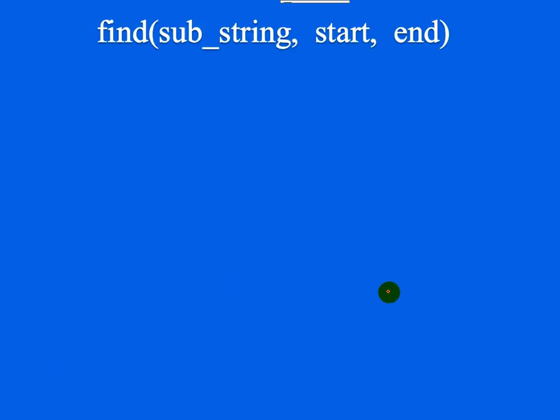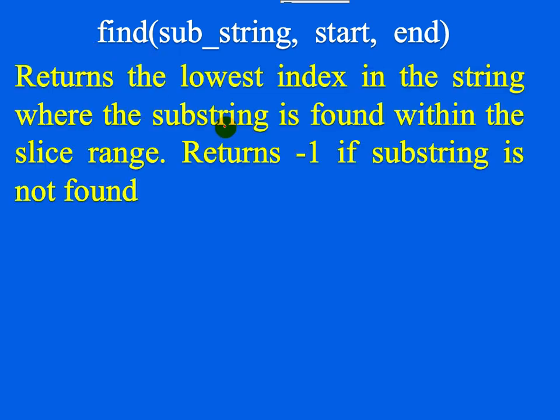Okay. Now another important built-in string function is the find function. It returns the lowest index in the string where the substring is found within the slice range. It returns -1 if the substring is not found. The meaning is this substring is searched in this range and the lowest index is returned as the answer.